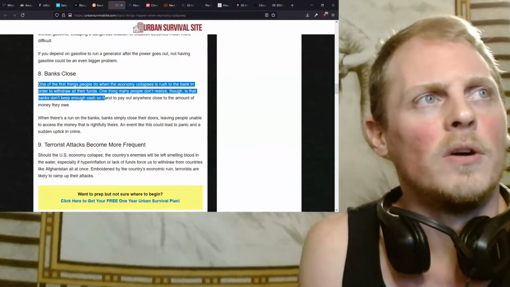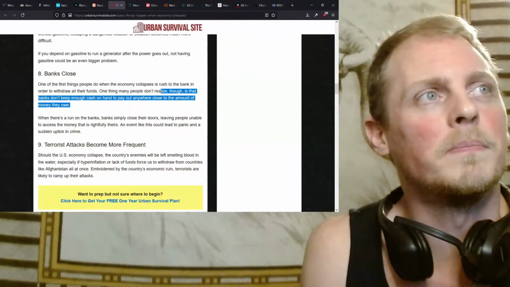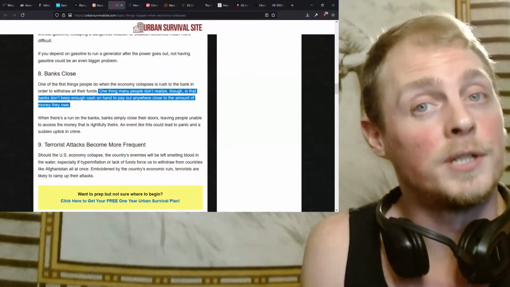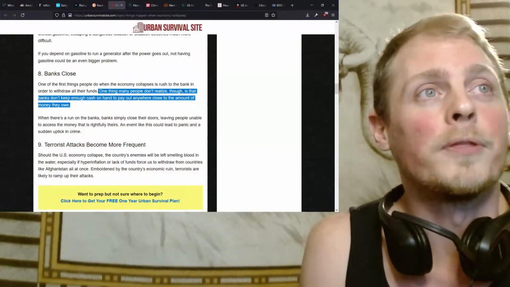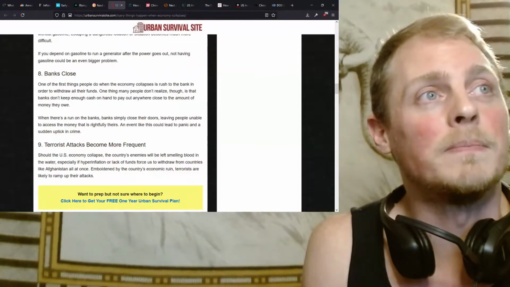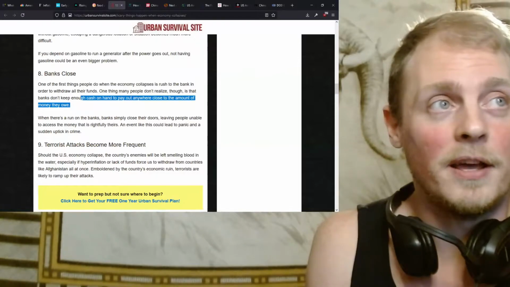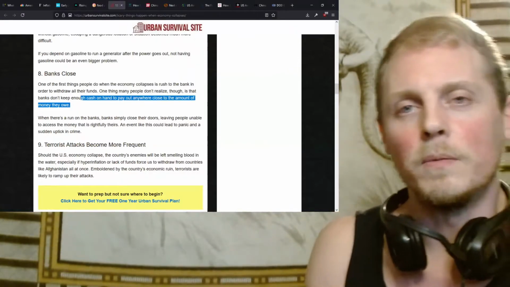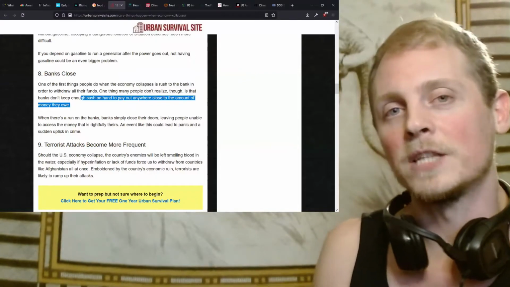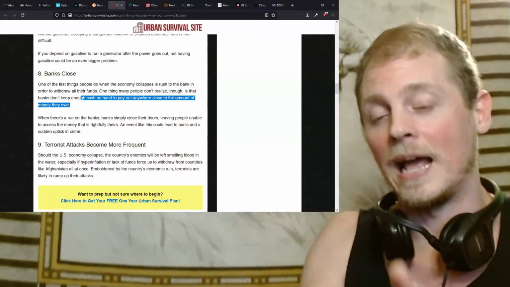Banks close. One of the first things people do when an economy collapses is rush to the bank in order to withdraw their funds, which pushes the economic collapse even further. One thing people don't realize, though, is that banks don't keep cash on hand to pay out anywhere close to the amount of money they owe. No, it's true. They go on lending money. When you put money into a bank, they take a portion of that and lend it out. That's why they give you interest, an incentive to keep your money there so they can have something to borrow.